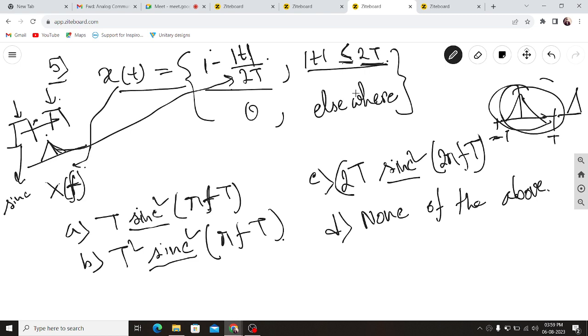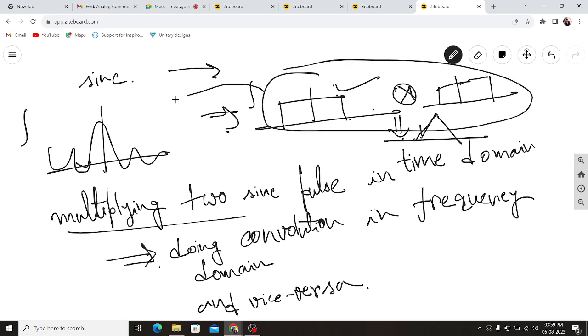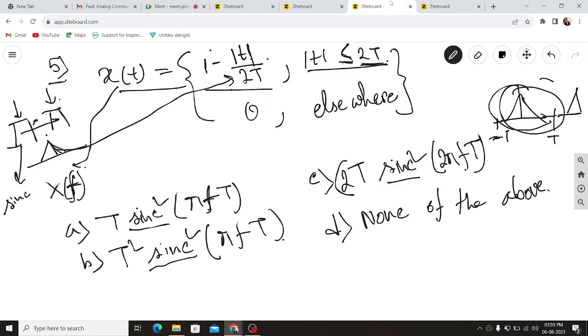As I mentioned earlier, if I do convolution in this domain, that will give me a multiplication of two different sincs. This is multiplication, this is convolution here. So basically, the correct option will be option C.